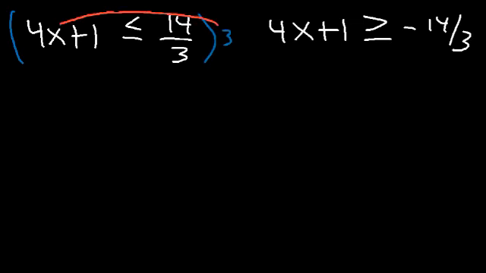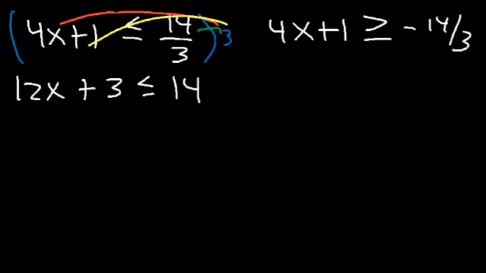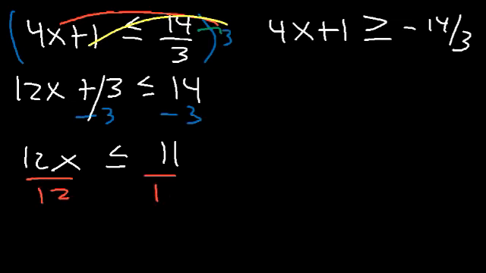So 3 times 4x is 12x. 3 times 1 is 3. And 3 times 14 over 3, the 3's cancel, and we're just going to get 14. So now let's subtract both sides by 3. So 12x is less than or equal to 11. So now we can divide both sides by 12. So our first answer is x is equal to or less than 11 over 12, which is just under 1.